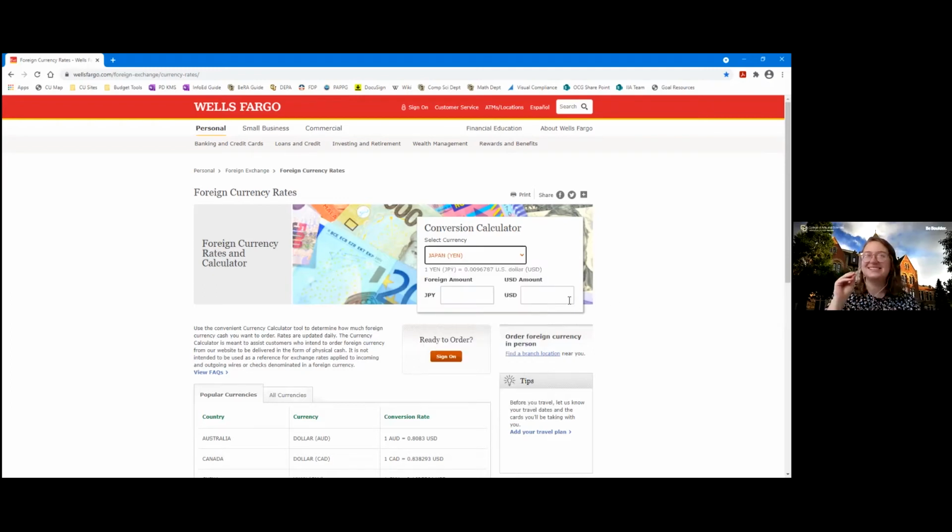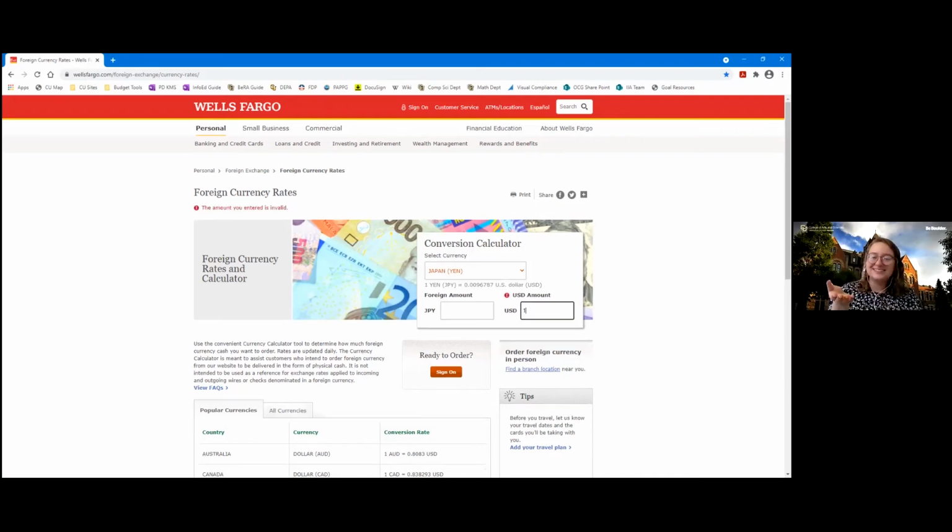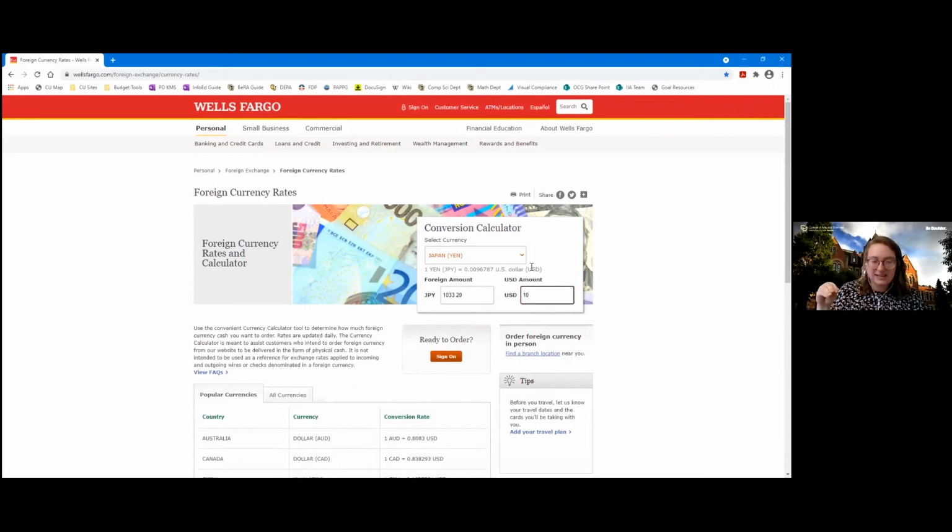And then instinct says, put $1 in there. It'll be so easy. Wells Fargo won't let you do that. I don't know why. No one there has told me why. So I just put in $10 now, nice and even. And then you'll just divide the total in yen that you have there by 10. And now you have your conversion of 1 USD to Japanese yen.